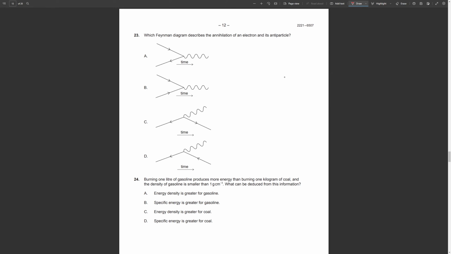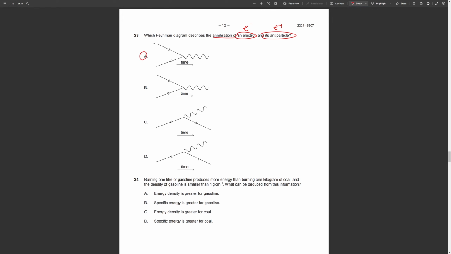Question 23. We are going to study a Feynman diagram of annihilation. The annihilation is of an electron and its antiparticle, a positron. These two particles are the starting particles of this interaction. Therefore, on the left-hand side of the timeline, there should be two particles, an electron and an anti-electron. Because the anti-electron is an antiparticle, its arrow should be going against the timeline.